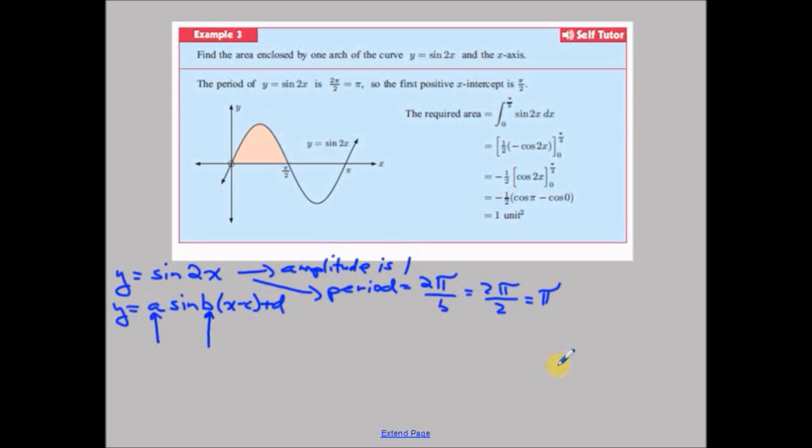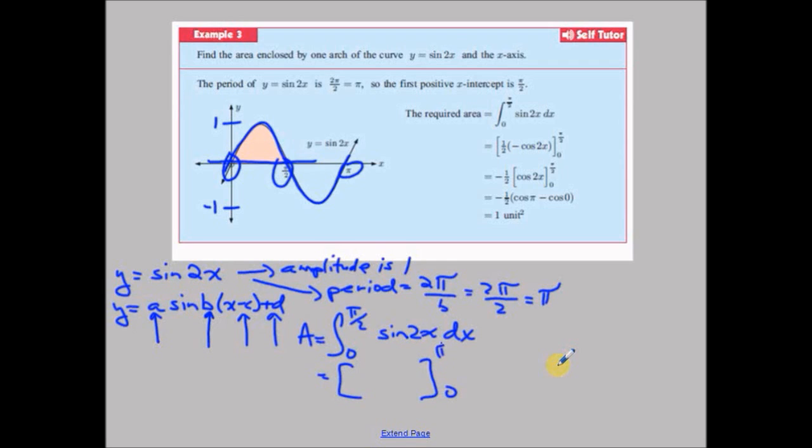All right, and there's no other transformation. There's no horizontal transformation or a vertical translation. Okay, so we've got a period of pi. We can sketch this. This would be at 1. This would be -1 because that's the amplitude and no other transformations. Period of pi, so one whole wave all the way over to pi. We're looking at one arch of that above the x-axis. So we're looking from 0 to pi over 2. All right, so the area is the integral from 0 to pi over 2 of sine 2x dx.